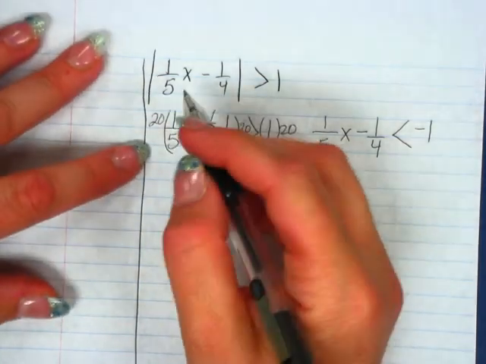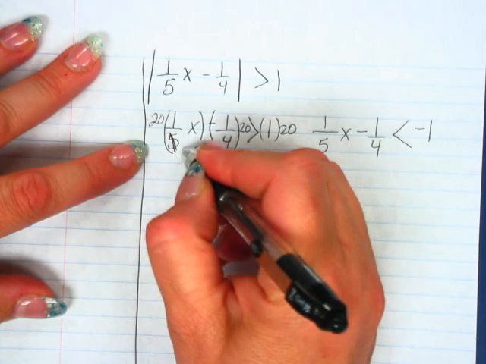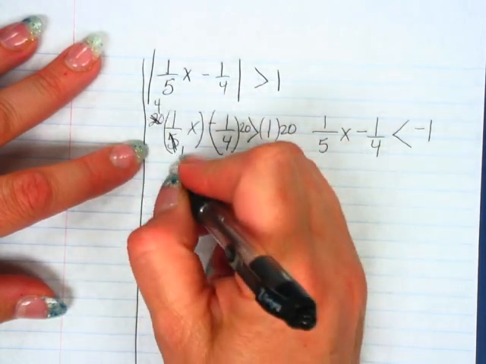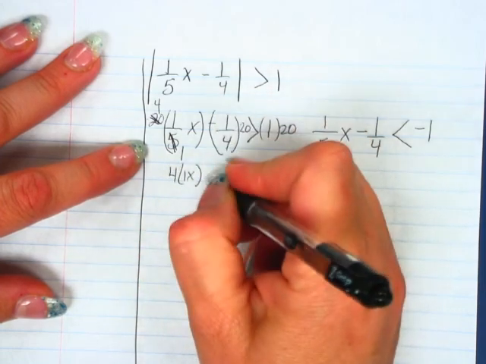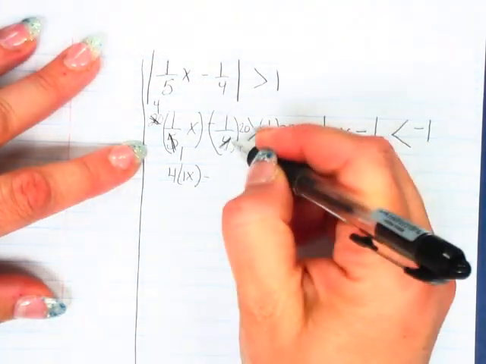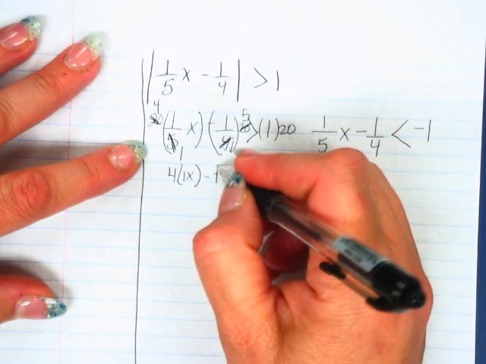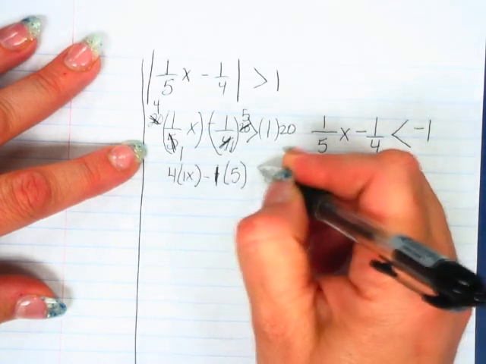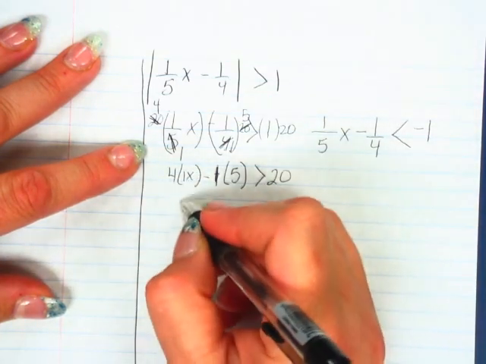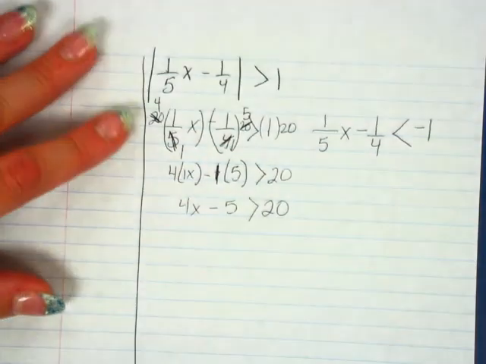So here, 20 is the same thing as 4 times 5. So if I say 5 divided by 5 is 1 and 20 divided by 5 is 4, I'm looking at 4 times 1x minus, again, 20 divided by 4 is 5. So 4 divided by 4 is 1, 20 divided by 4 is 5, and I get negative 1 times 5. And 1 times 20 is 20. Clean that up a little bit. 4 times that is 4x minus 5 is greater than 20. Much easier problem to tackle.